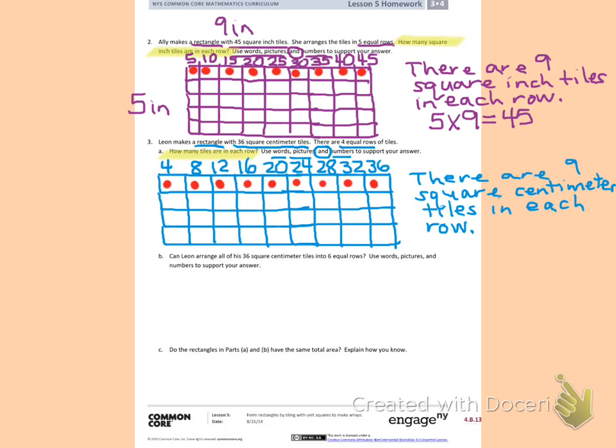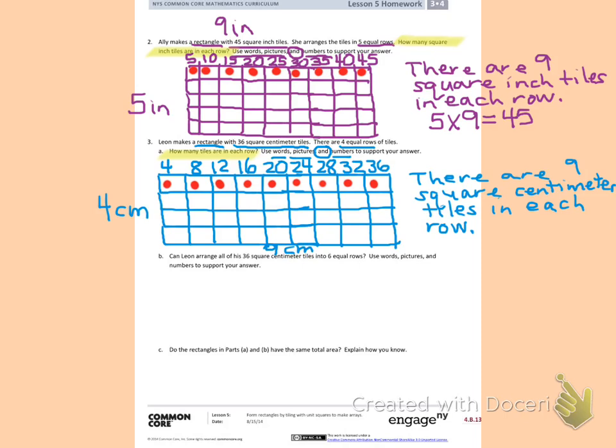On this side you can see that there are 4 rows. So I'm going to put 4, and they are square centimeter tiles, so I'm going to put centimeter. Now we know that there are 9 in each row. So I think I'll label the bottom this time. I'll put 9 centimeters, since we use the top for skip counting.